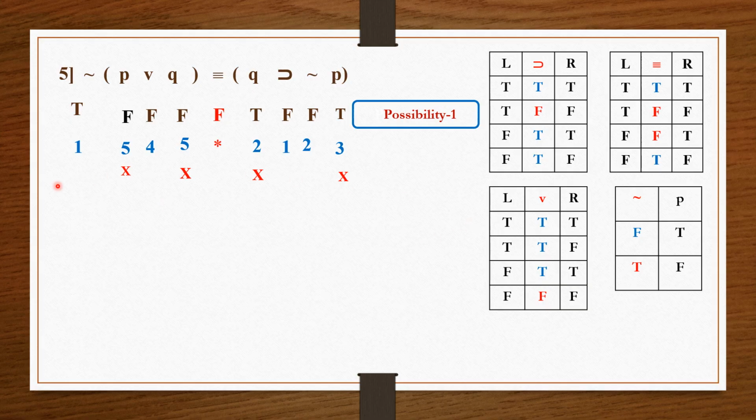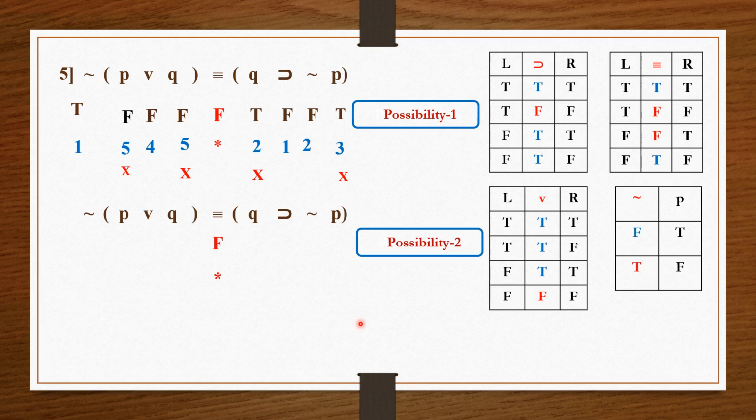Since we have got inconsistency in the first possibility, we will have to solve the second possibility. Now we'll write F and mark it with a star. Now we are going to solve the second possibility. What is the second possibility? The left is false and the right is true. So on the left you will write false and on the right side you will write true.